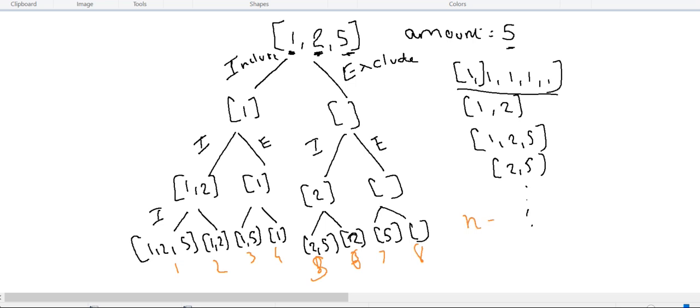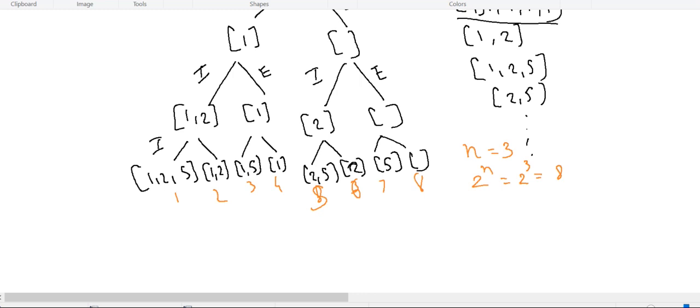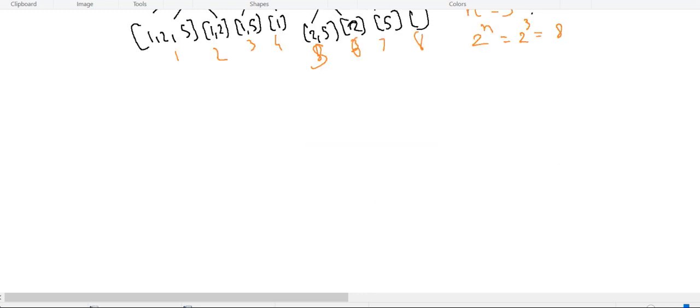We were given 3 elements and the number of subsets is 2 to the power n, which is 2 to the power 3, equal to 8. So we have found all the 8 subsets. Now in this problem, we don't need to find the subsets, but something similar. Here we can reuse the coins, right? So when I'm given 1, 2, and 5, and I need to make an amount equal to 5, I can reuse the coin.